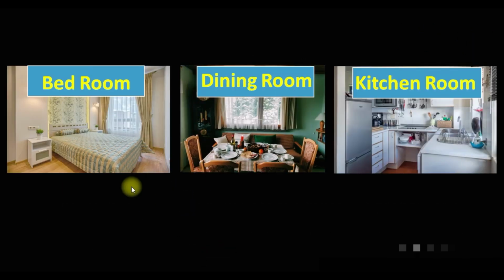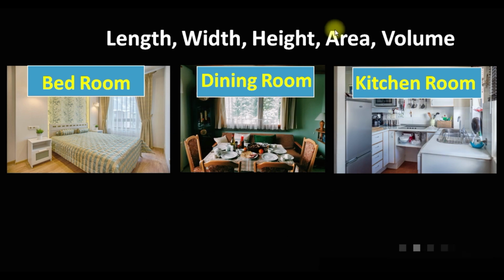Let's say in your house there are three rooms, one is a bedroom, one is a dining room, and one is a kitchen room, okay. Now you can see that all these rooms should have some length, width and height, and based on these three parameters we can calculate area and volume, right? All these properties or behaviors are basically available under bedroom, dining room and kitchen room, right?